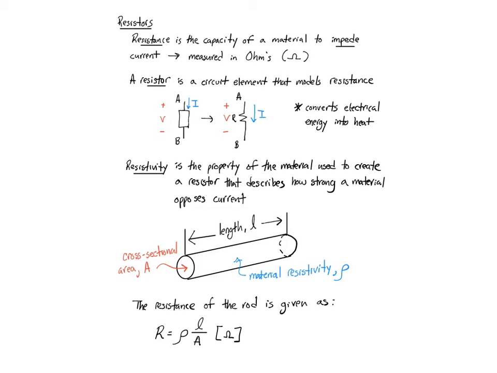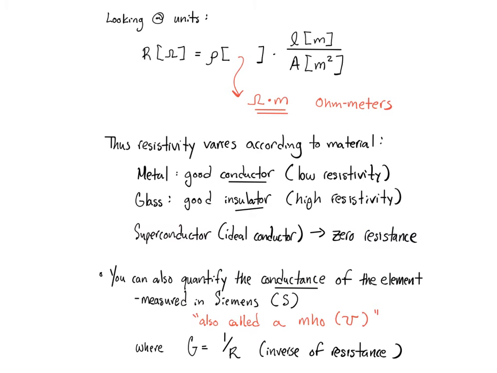For this rod, the resistance is going to be directly proportional to the length. The longer the rod is, the harder it is to move charges through it. It's got to go a further distance. It's going to be inversely proportional to the cross-sectional area. A larger area more readily allows charge to flow through it, while a smaller area restricts the charge. And then the constant of proportionality is what we call resistivity.